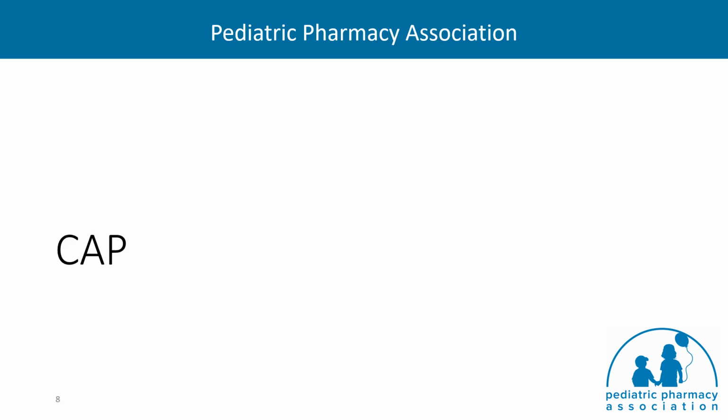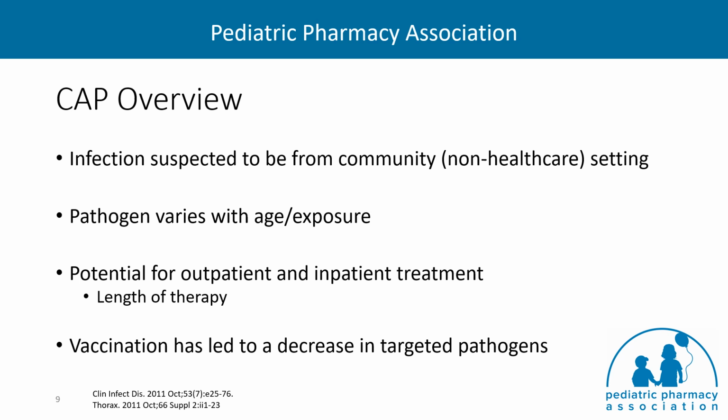We'll start with community-acquired pneumonia, the one that is most likely to be seen in pediatric patients. While the criteria for pediatric CAP is very similar to adults, such as the infection must occur in a non-healthcare setting, there are significant differences.